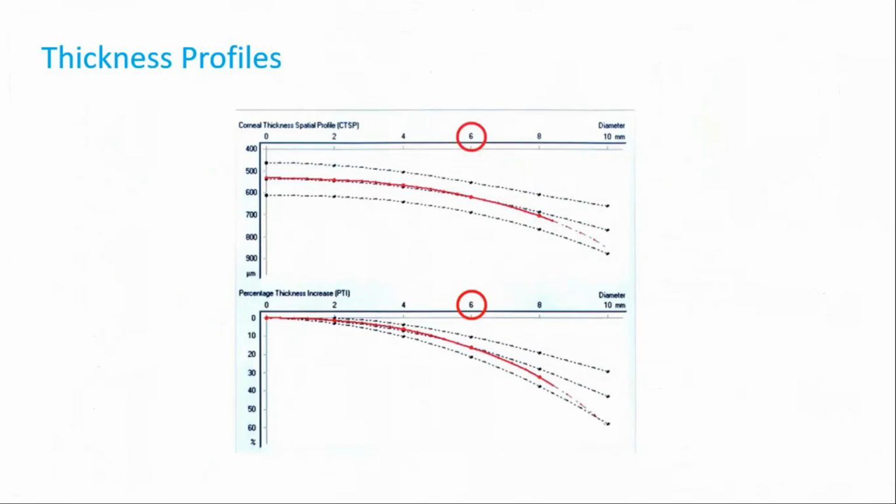Corneal thickness spatial profile describes the average progression of the thickness starting from the thinnest location to the corneal periphery in relation to the concentric zones along the thinnest location. And percentage thickness increase describes the percentage of progression of the same thickness. A normal profile is generally a curved line plotted in red dots and following the course of the normative black dotted curves.